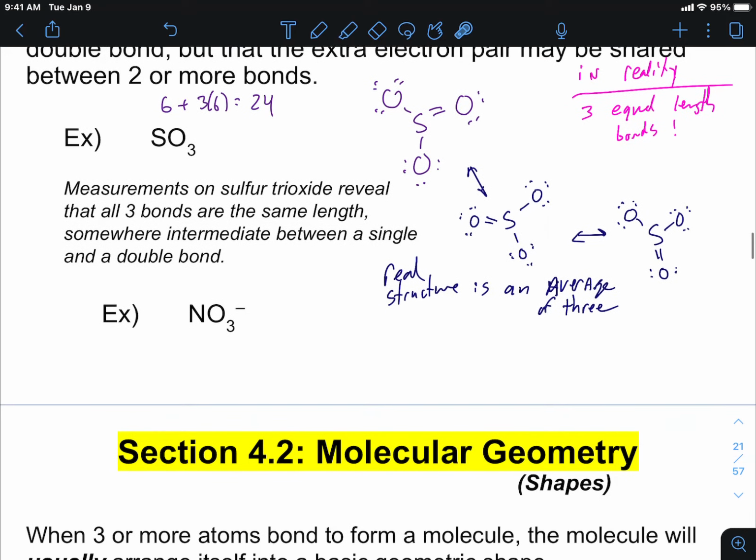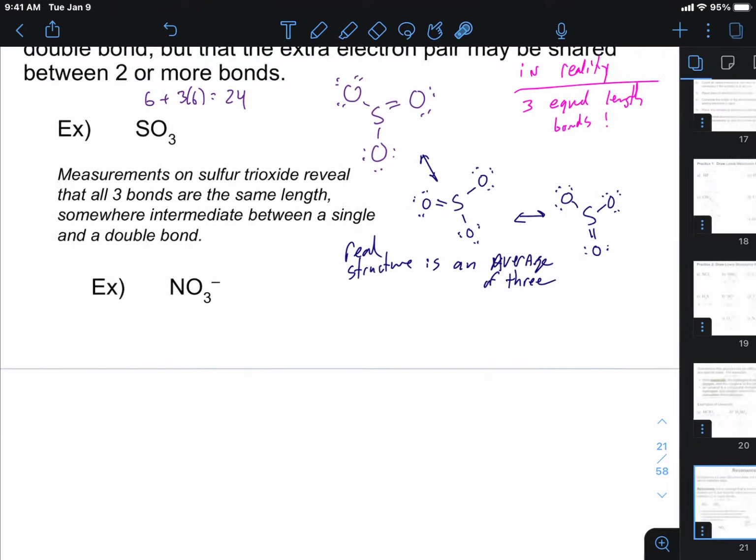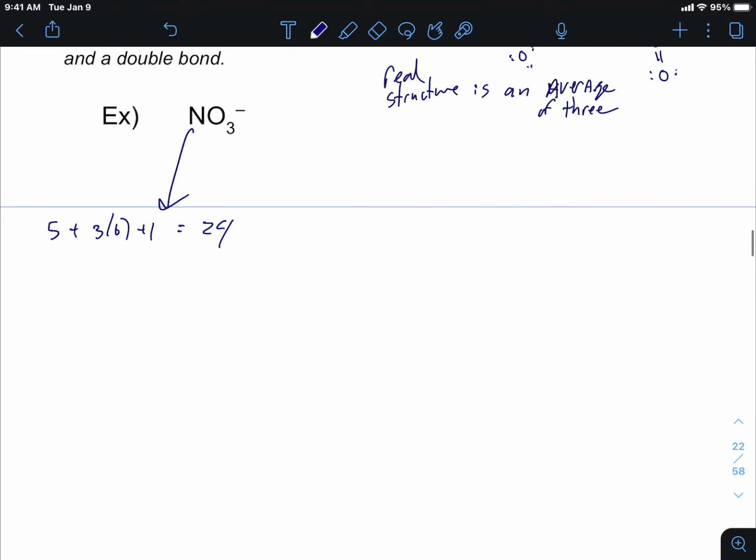Let me show you. Here, I'm going to add a page just so we can do a couple more examples. Okay, so this one here, NO3, okay? So 5 plus 3 times 6 plus 1. This is also going to be equal to 24. So my first drawing of the NO3 would look like this. Okay, that's my first one.